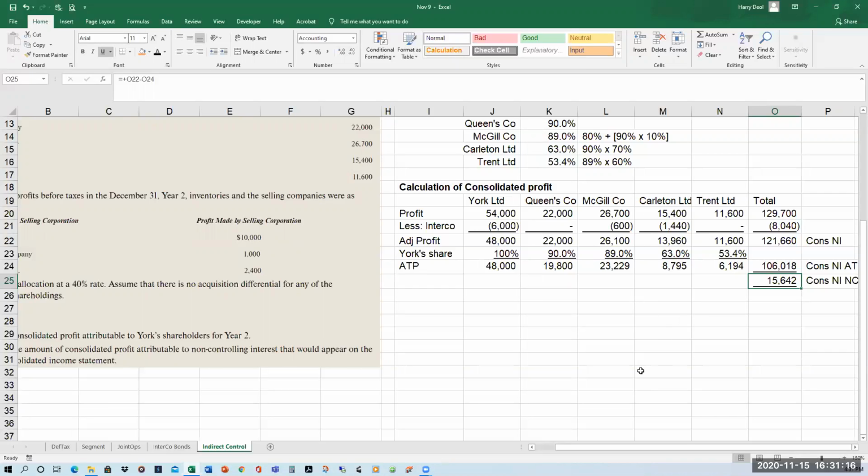Now, of course, you will be wondering, oh my God, this doesn't seem like a proper consolidation problem. Yes, it doesn't have all the wonderful niceties about amortization of acquisition differential, etc. But here, we were just trying to demonstrate the idea of how you can have so many companies within a group and you can still calculate consolidated income, and you have to prepare consolidated financial statements.